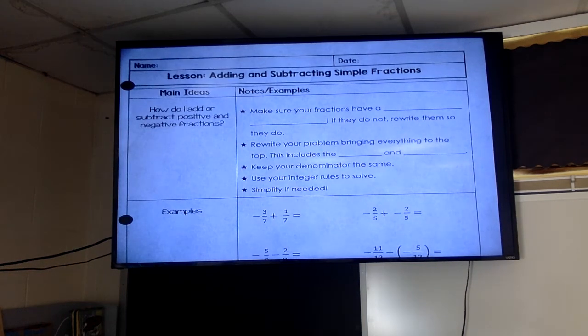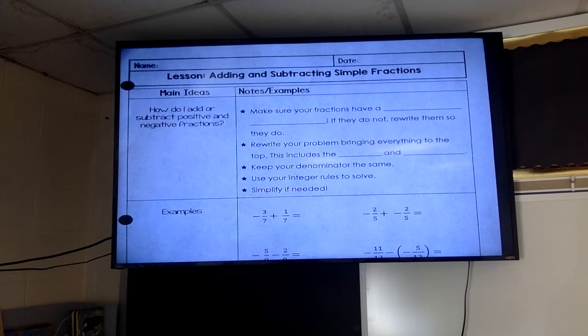All right, these are your notes for adding and subtracting simple fractions. So it's basically taking the concept of adding and subtracting simple fractions that you learned a very long time ago, and we're just adding positives and negatives to it. So it says, how do I add or subtract positive and negative fractions?